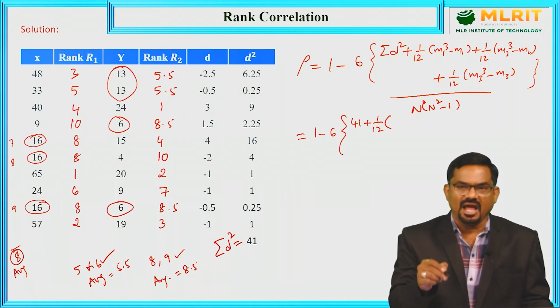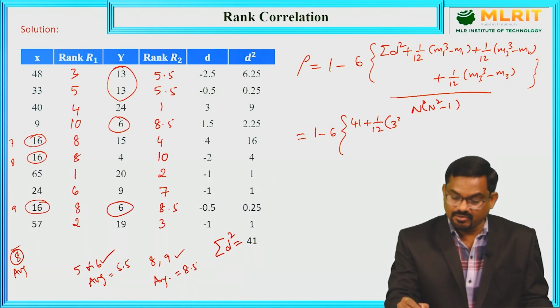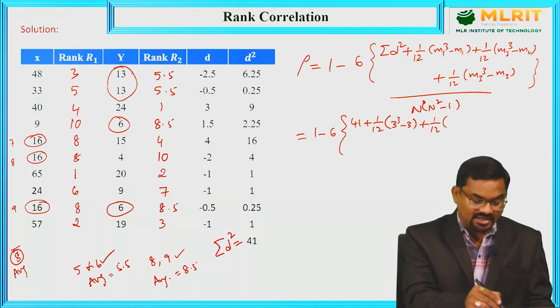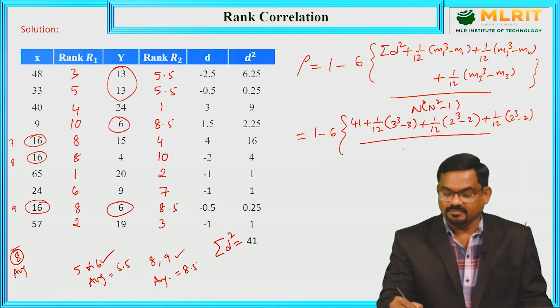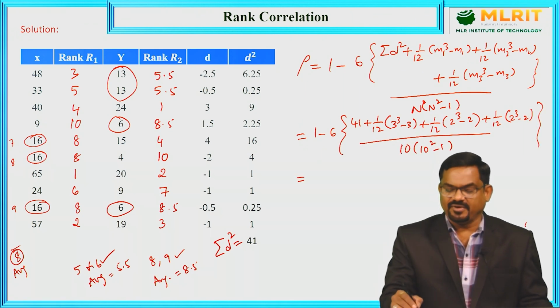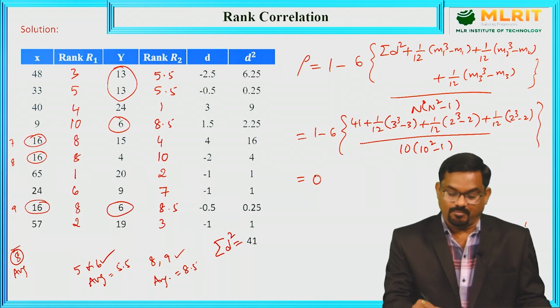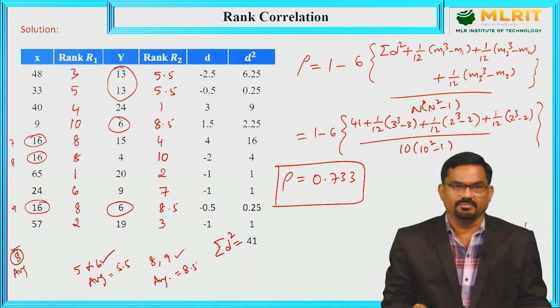How many times a rank is repeated, that is m1. So, 3 times (3 cube minus 3) plus 1 by 12 into, in the y values 13 is repeated 2 times. So, (2 cube minus 2) plus 1 by 12 into 6 is repeated 2 times, (2 cube minus 2). N is 10 into 10 square minus 1. So, by simplifying this, we get the final answer as 0.733. Therefore, the rank correlation coefficient between the given values is 0.733.